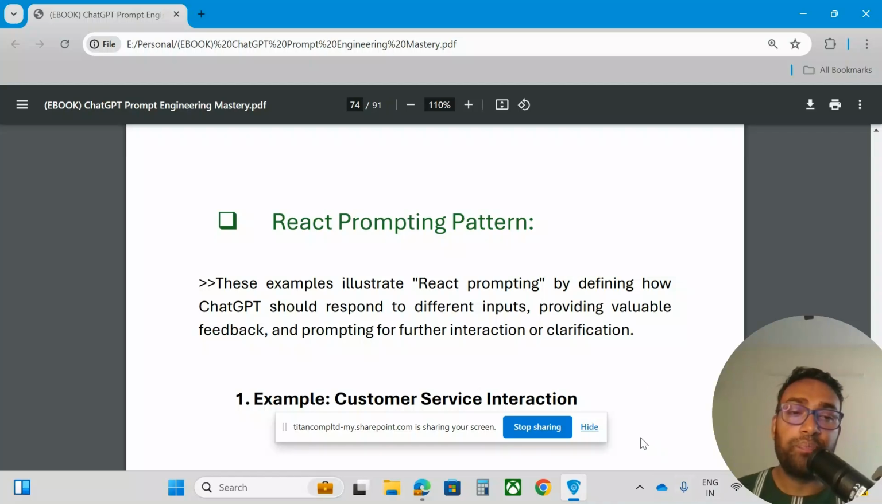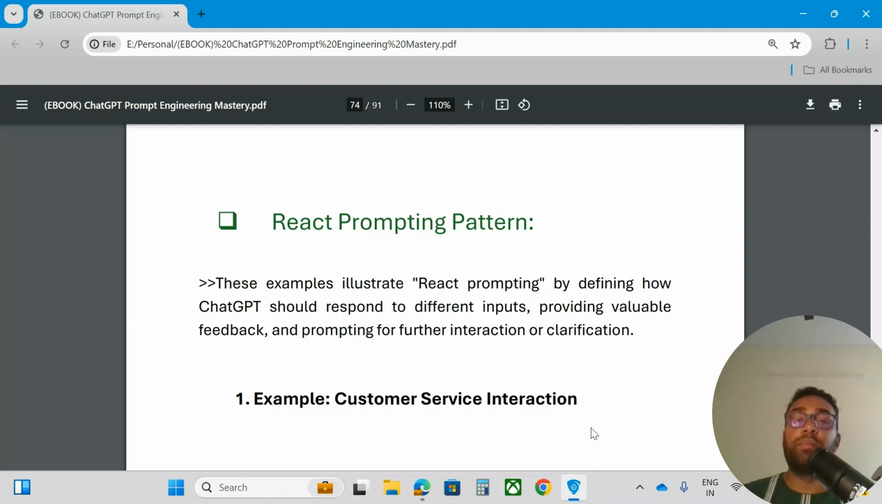Okay, so in this video, we will learn another very powerful pattern, the ReAct prompting pattern. The concept behind it is, suppose you are asking something to ChatGPT or any other artificial intelligence tool, as a customer, a student, or a teacher, and you are facing some problem. You want to get some outcome, some response, some help. So you want ChatGPT to respond so that you can become more perfect and more accurate.